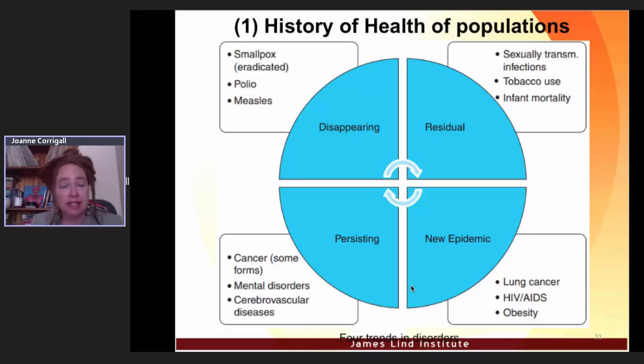And then we have disappearing diseases, and these are diseases where the cause has been identified, we've put into place effective public health programs, and the disease has practically disappeared. Sometimes there'll be the odd case here or there, but it's no longer at epidemic proportion. Examples of that would be smallpox, which has been entirely eradicated, and diseases like polio and measles, where we still have minor outbreaks, but not at epidemic level.